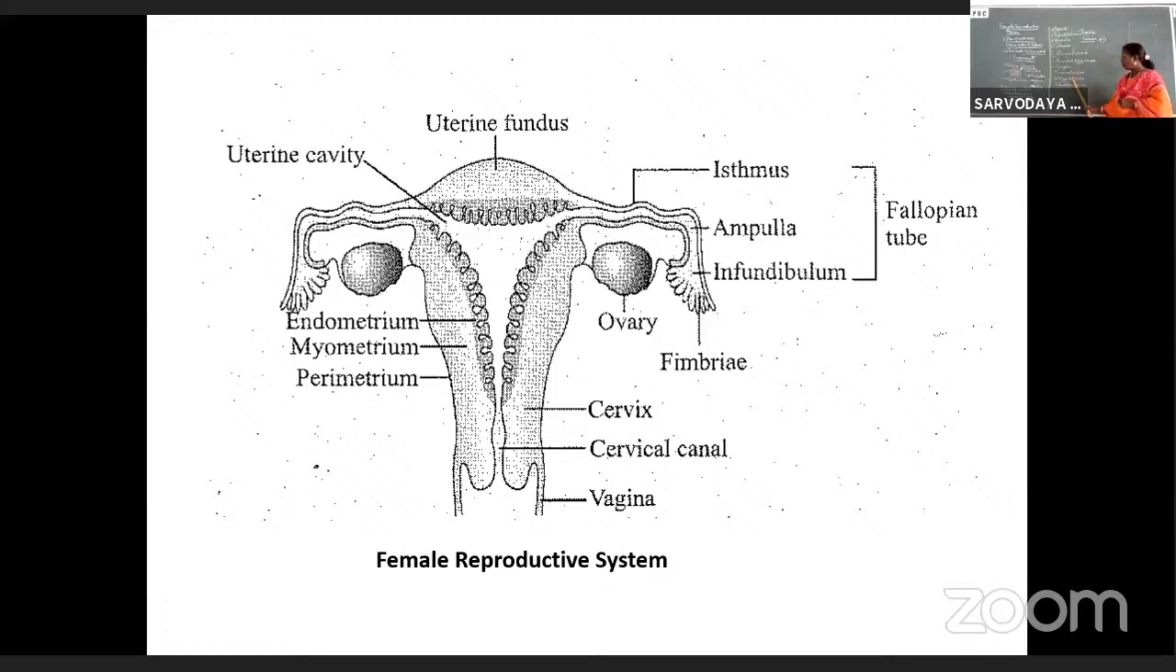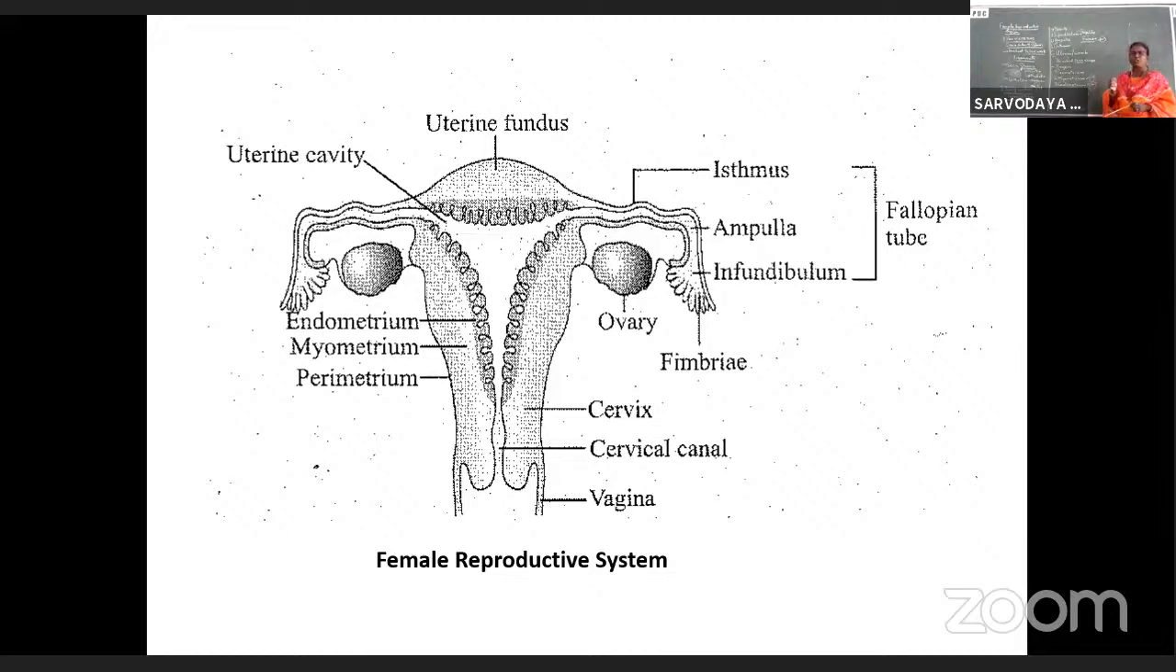Perimetrium, myometrium, and endometrium. Now these two are important. Why are they important? They are very common. In the new question paper you will observe that these are commonly asked as a 1 mark question.